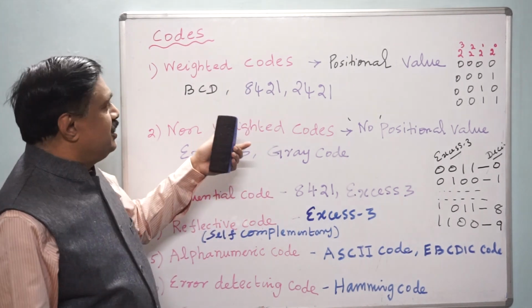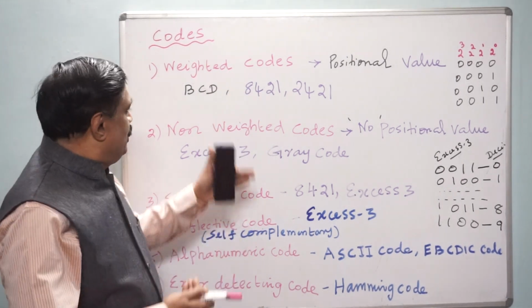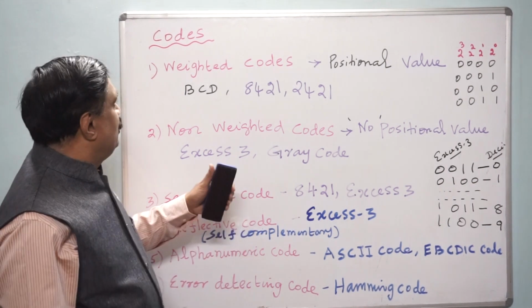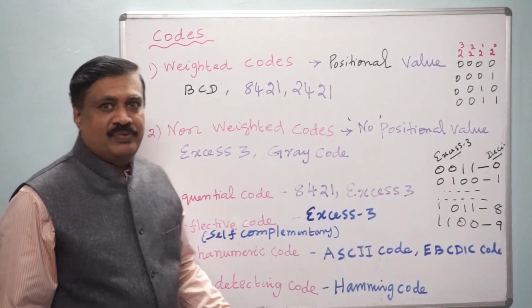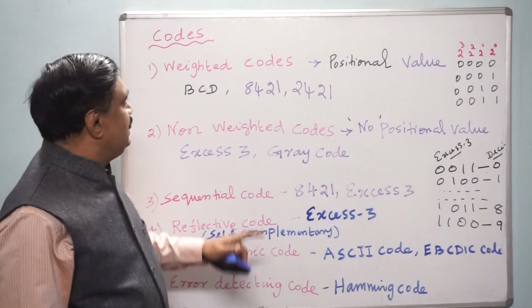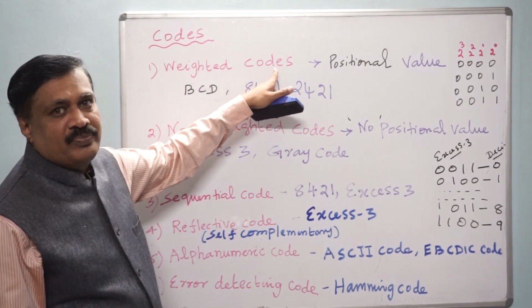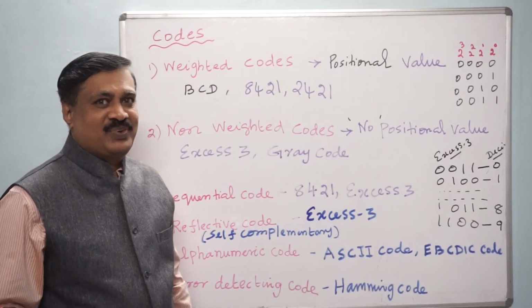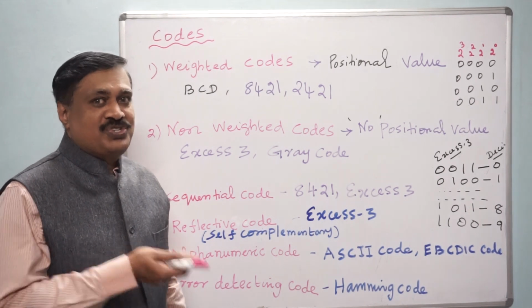Depending upon the usage or its method, we divide codes into different categories, or types you can say. First, let us see weighted code. Weighted code is not like in physics, where we talk about mass and weight. Here, weight means positional value.